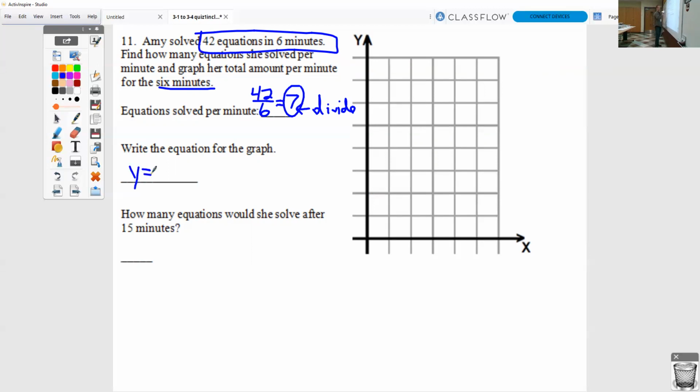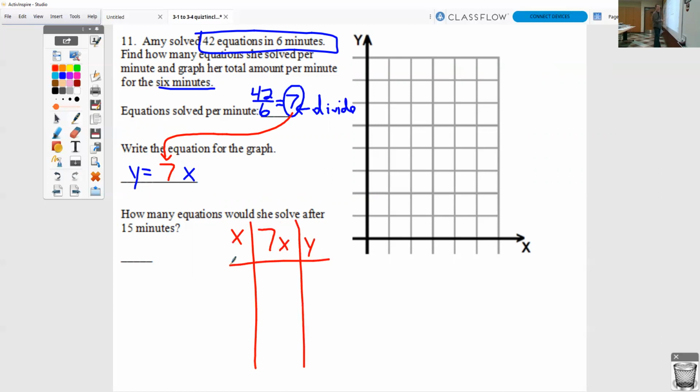When you go to write your equation, you always have a y equals and an x. Whatever your rate is goes in front of the x in your equation. So we have y equals 7x. We never are going to have any pluses or minuses after it. So now what I would do is a little table. Use the chart method and do a little table to find our points. We're looking for the first 6 minutes. We always start off at 0. So we got to figure out 0, 1, 2, 3, 4, 5, and 6.